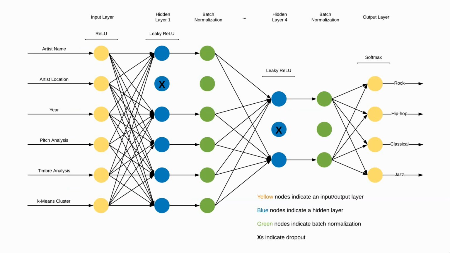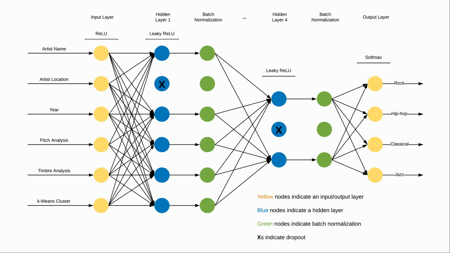So if we look at the structure of the neural network, you can see some sample input data coming in on the left. Note the k-means cluster on the bottom. That would obviously only be there using the augmented neural network. X's represent dropout points, which prevents overfitting. Green nodes indicate batch normalization, which again prevents overfitting. I was having issues with overfitting the network to specific pieces of data. And then you can see the output layer uses that softmax.